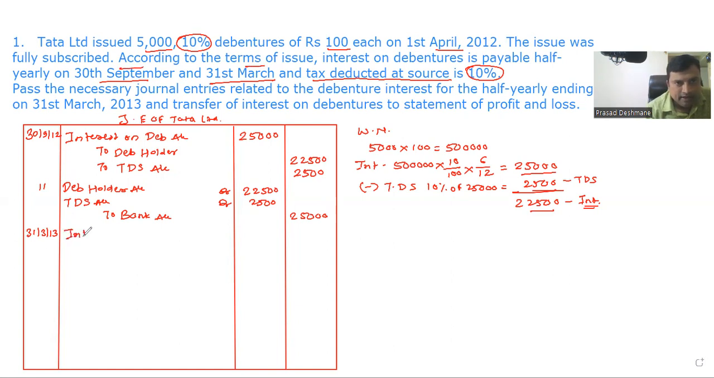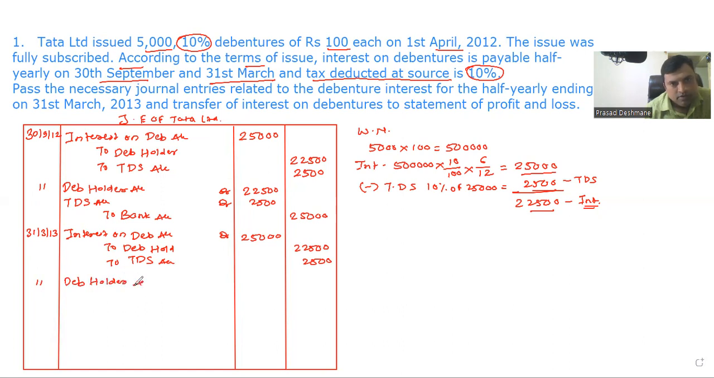So same entries: interest on debenture account debit, to debenture holder and to TDS. Amount also the same: 25,000, 22,500 and 2,500. Right? Another entry means the payment entry. Debenture holder account debit, TDS account debit, to bank. Values also the same.